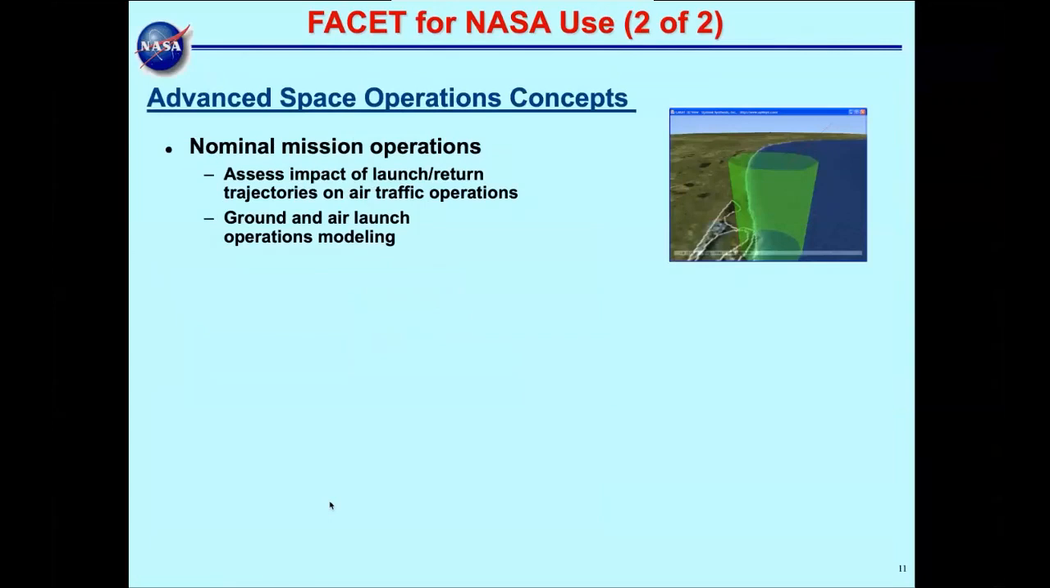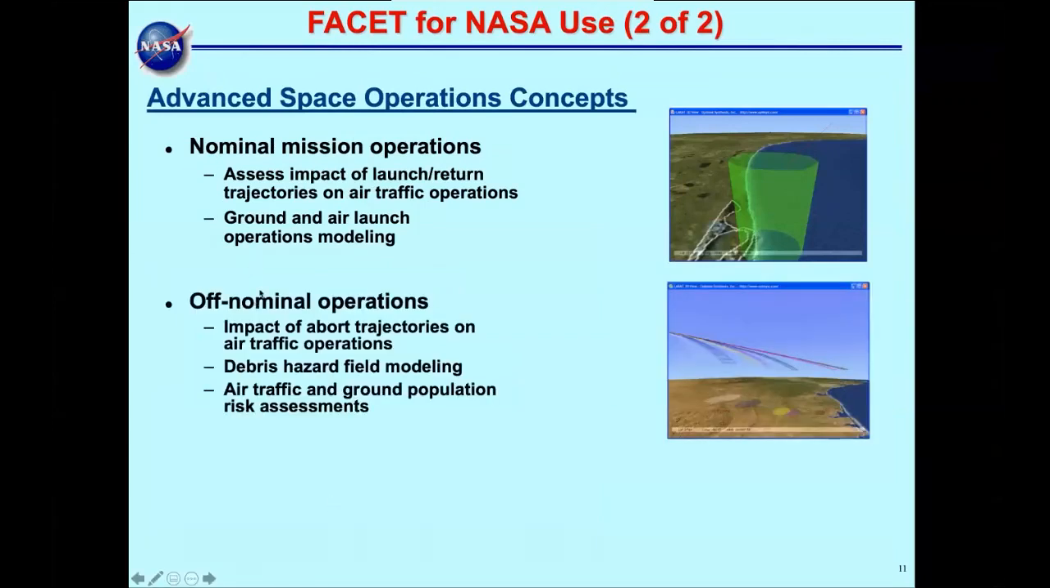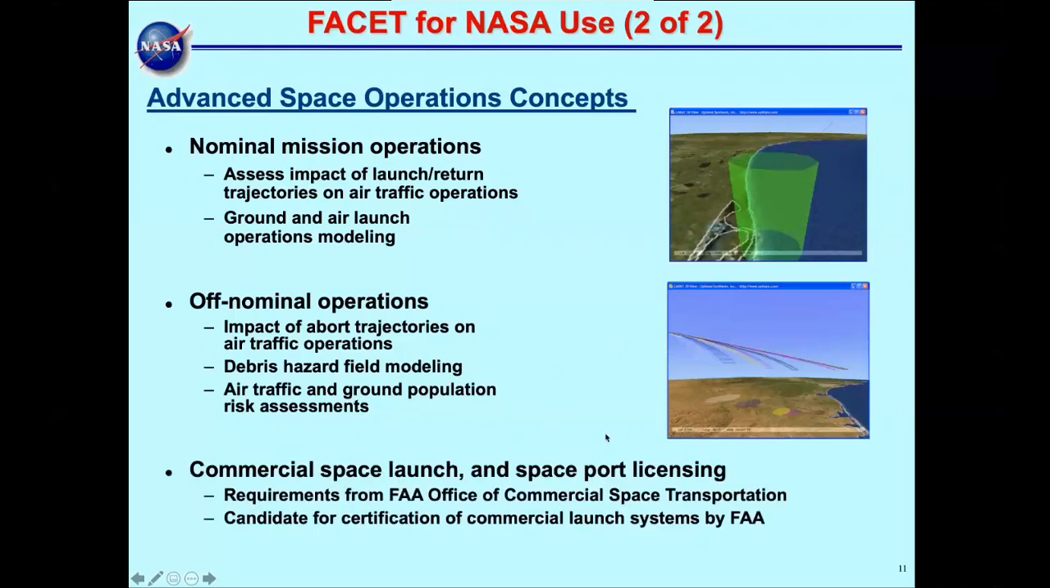From NASA users, one of the things that we did was to look at nominal mission operations for space launch vehicles. So you can model different space vehicles like the space shuttle, as well as some of the newer models that were being tested out early on. You can look at those, as well as off nominal operations, where if there is some sort of an event, then what's the debris field, and you can design hazard areas, et cetera. So, this is one particular application that we have other than the conventional air traffic applications that I talked about.